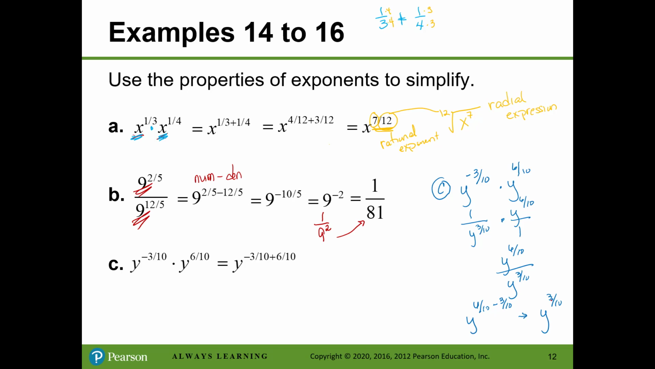Now, letter C, they handle a little bit differently. They're like, well, great, since the bases are the same, and since there's multiplication, I simply get to add the exponents, which still gives me y to the 3/10. So, depending upon the problem, sometimes it's quicker just to do as they did in letter C, or sometimes the way we approached letter C might be more appealing to some people because they don't like the negative exponent at all. So your choice.